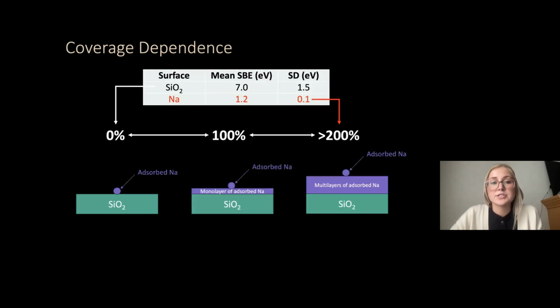So this brings into question the idea of coverage dependence. When sodium adsorbs onto a clean silicate surface, representing the 0% coverage scenario depicted to the left, we see this higher SBE value due to the sodium bonding with the oxygens at the surface. However, when we model the sodium adsorbing onto a pure sodium surface, representing the greater than 200% coverage scenario depicted to the right, we see this lower SBE value due to the sodium bonding metallically with other sodium.